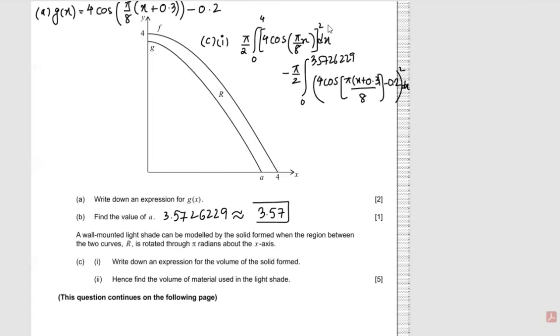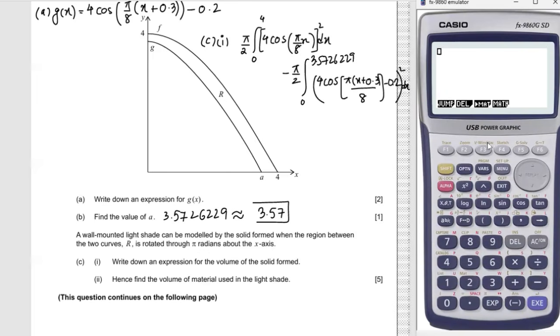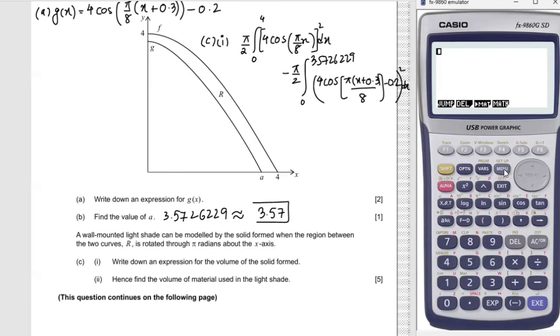In the answer space, you can write the whole function squared within the limits and times it by pi over 2 due to the pi radians turn about the x-axis. Okay? So now we need to evaluate this. These are tricky to put in your calculator, but let's try. First of all, if you're using your Casio GDC, make sure your input mode is set to math, not line, because that can cause some serious problems.